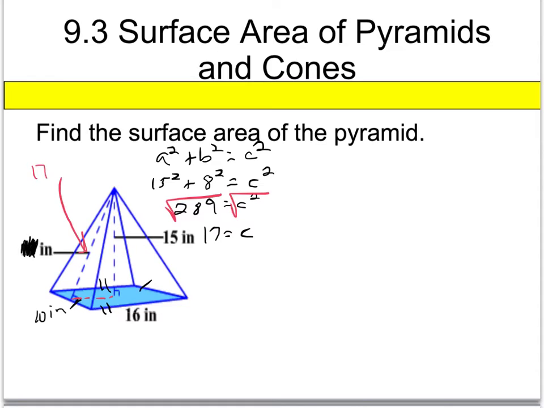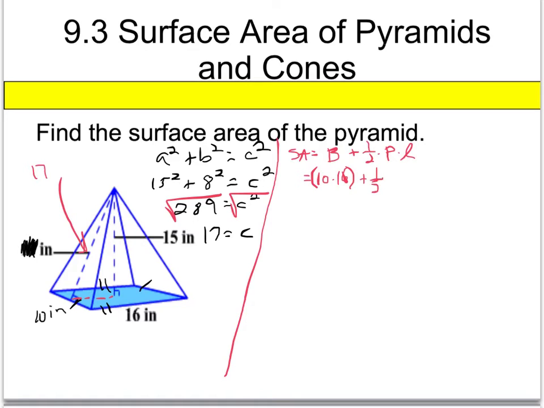What is the surface area formula for a pyramid? Surface area is equal to the area of the base plus half times your perimeter times your slant height. So when we find the area of our base, again, it's a quadrilateral. We're going to take 10 times 16, plus half of the perimeter.